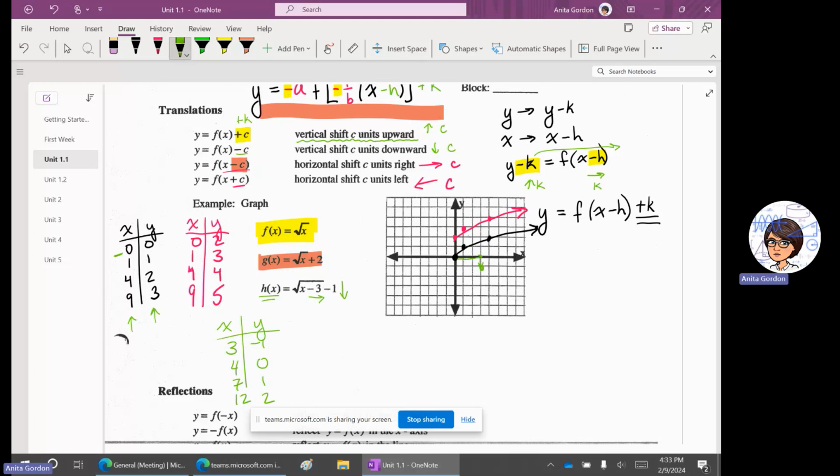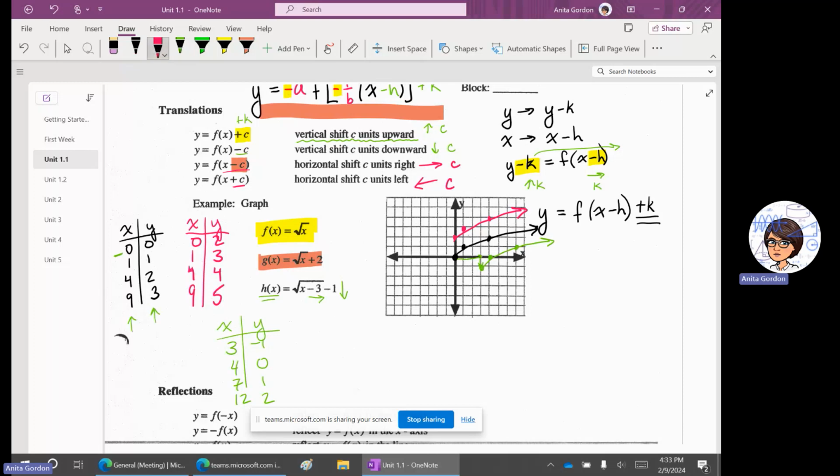So here, here, and then 7, let's see, this is 3, 4, 5, 6, 7 is at 1. So there is my new function.